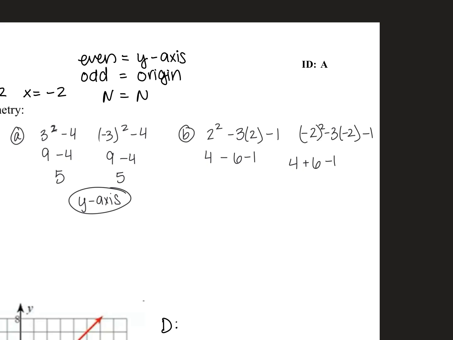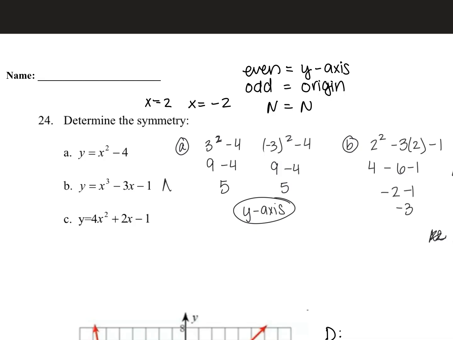I'm going to get 4, negative 2 minus 1 is going to give me negative 3. And then 10 minus 1 is going to give me 9. All right, so again, looking at this one, this would be neither. Neither, this would be y-axis. And let's go ahead and do the last one.